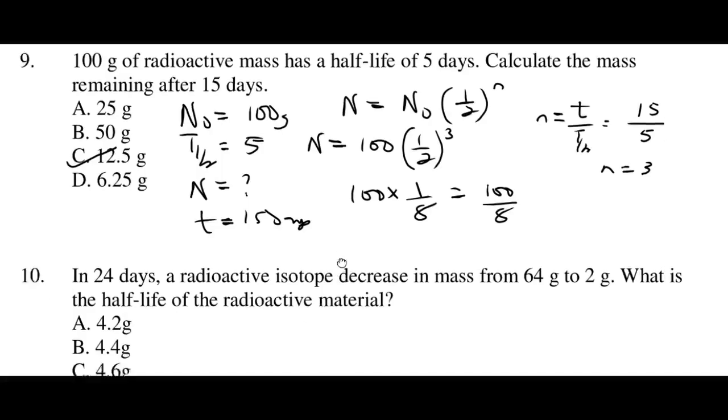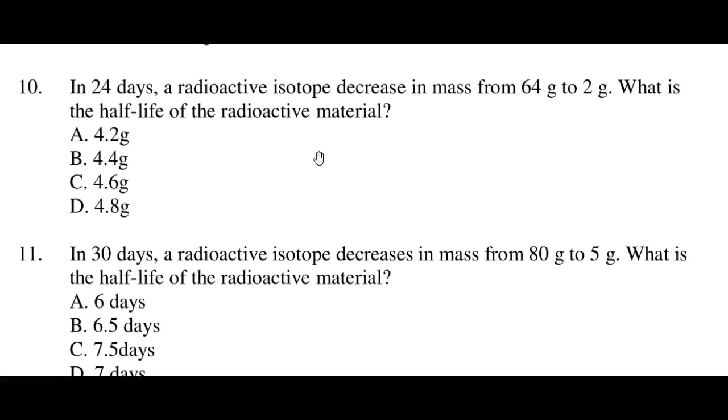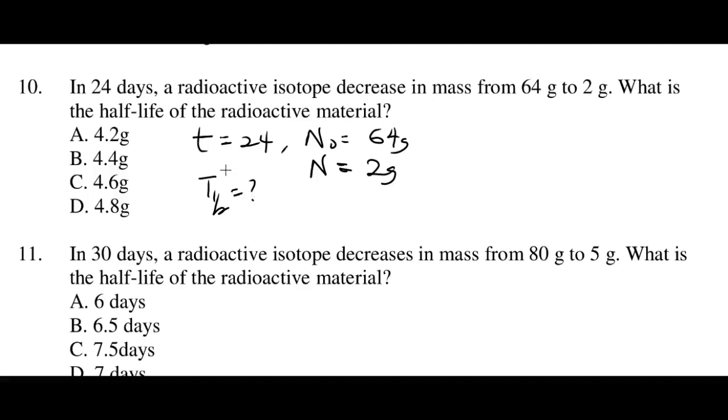Then question 10. In 24 days, a radioactive isotope decreases in mass from 64 grams to 2 grams. So the time taken is 24 days. The initial mass is 64 grams. The mass remaining is 2 grams. What is the half-life of the radioactive material? So T half is unknown. To find the half-life, we need to first find small n. That's the number of half-lives.